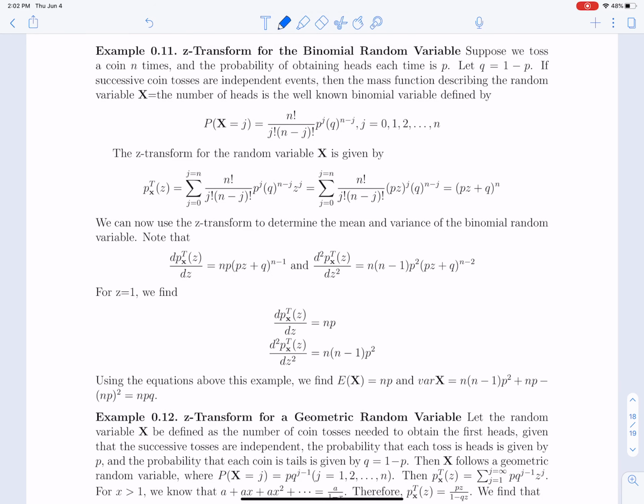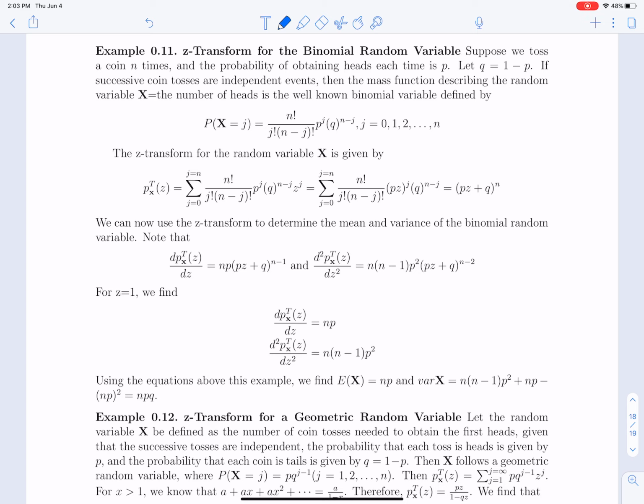So this is for a binomial random variable. Suppose we toss a coin n times, and the probability of obtaining heads each time is p. Let q equal 1 minus p. If successive coin tosses are independent events, then the mass function describing the random variable x, the number of heads, is the well-known binomial distribution defined by. We call it binomial because each time we do something, it's either 0 or 1, right? We either got heads or we didn't, got tails or we didn't. It's either yes or no, 0 or 1.